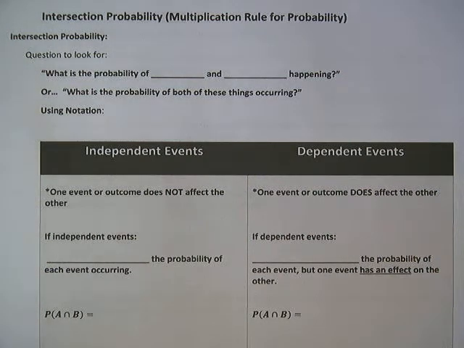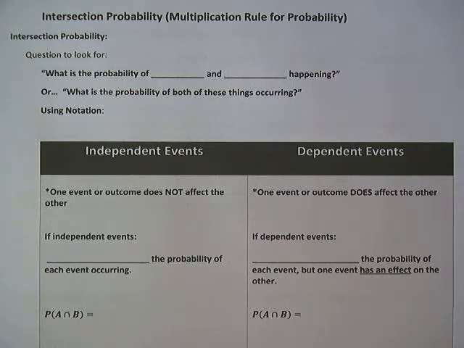For the past couple days, we've been working on union probability, which involves a very specific type of question. It's kind of like when they say, what's the probability of this or that happening? Then you will use the addition rule. So that's what you've been doing the past couple days, okay?